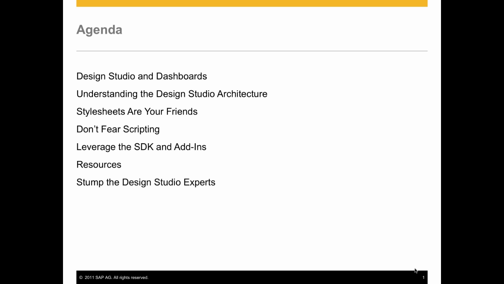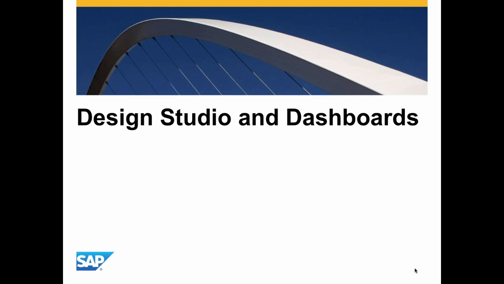I'll talk then a little bit about the Design Studio architecture and focus on some of the key differences between how Xcelsius works and how Design Studio works. Then we'll get into some specific scenarios that people tend to come up against, and we'll talk a bit about style sheets. I'll talk about the scripting, which I know is something that, when people see Design Studio for the first time, especially coming from the Xcelsius world, they get a little scared. I want to show you that it's really not something to worry about, and it's not as bad as you think.